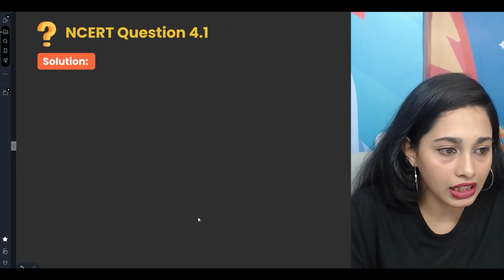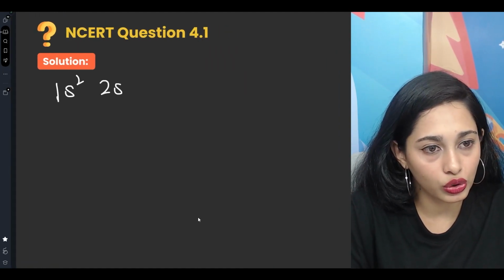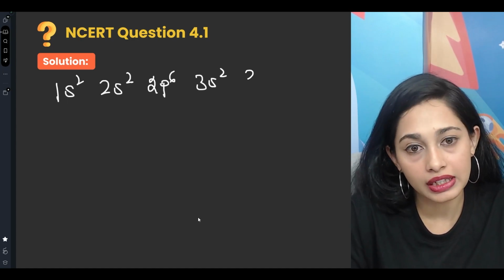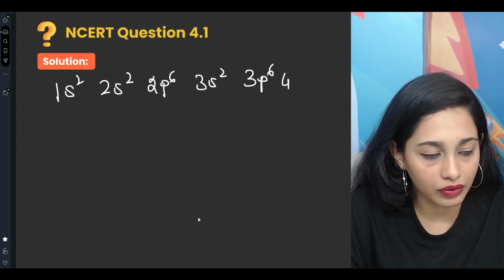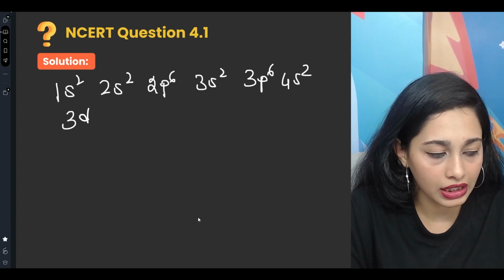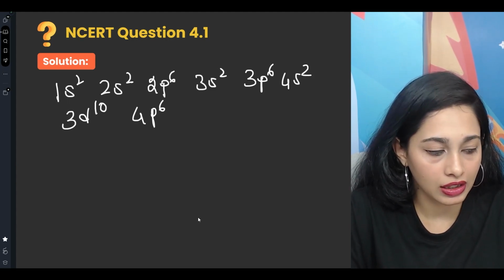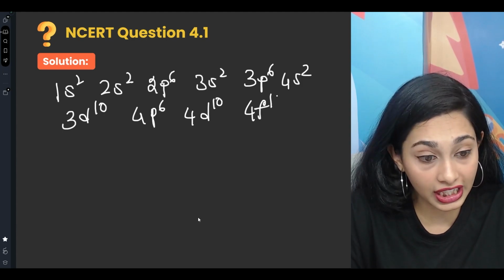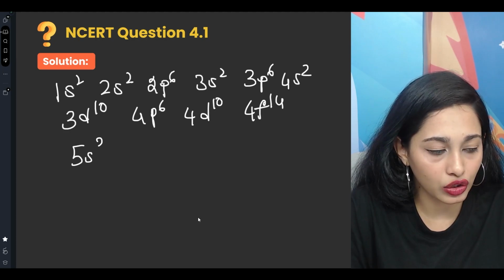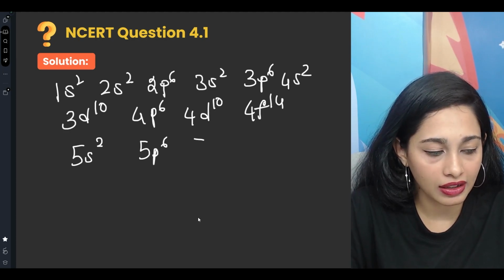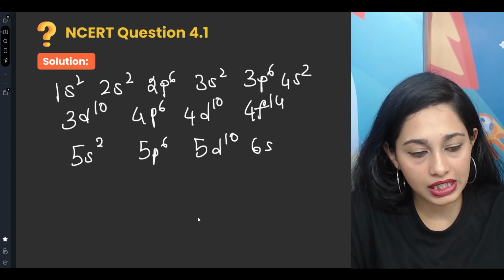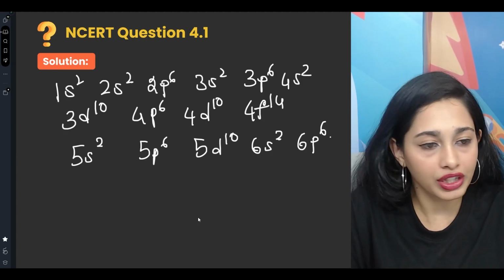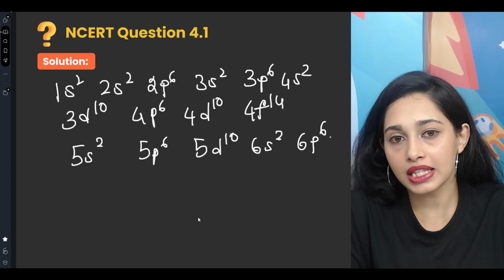If we write in detail, it is going to be 1s2, 2s2, 2p6, we have 3s2, 3p6, and we have 4s2, 3d10, 4p6, we have 4d10, and we have 4f14, and we have 5s2, 5p6, 5d10, 6s2, 6p6. This is the electronic configuration of thorium 4 plus ion.